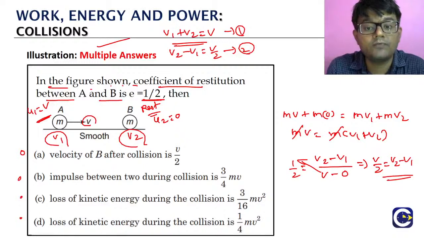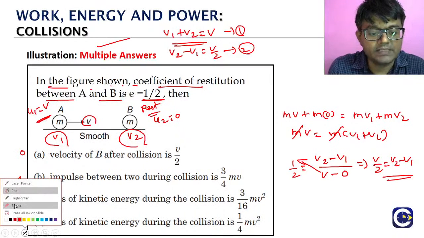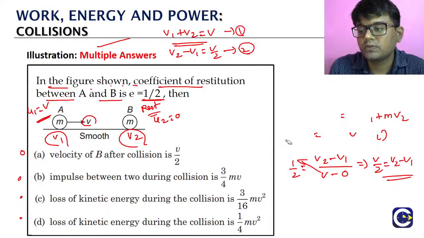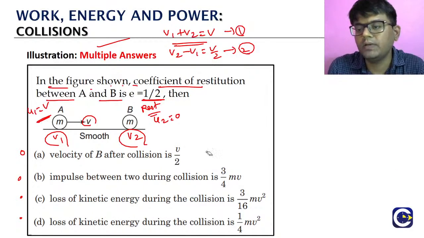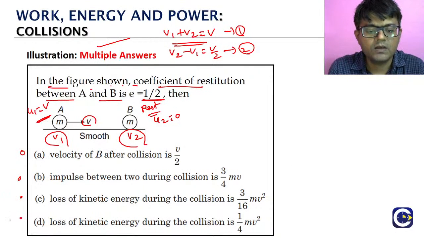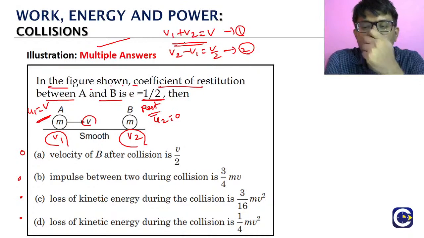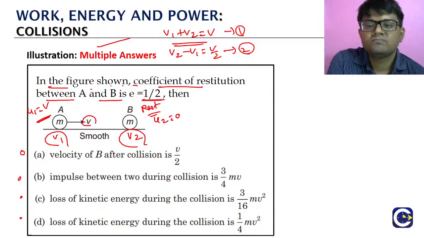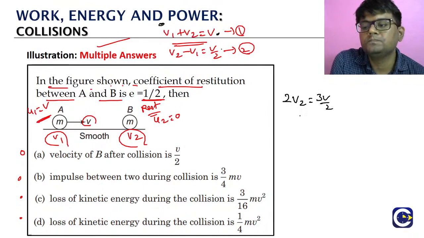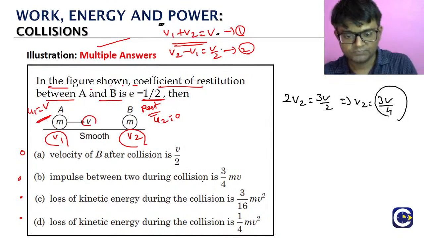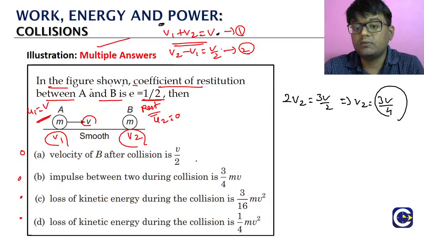Two equations we have to solve for two unknowns, right? Check how we will be able to solve for them. If you just add both the equations, what is going to happen? The v1 and minus v1 will be cancelled. We get 2v2 is equal to, right side is what? v plus v by 2, 3v by 2. So from here we will get v2 is equal to 3v by 4.